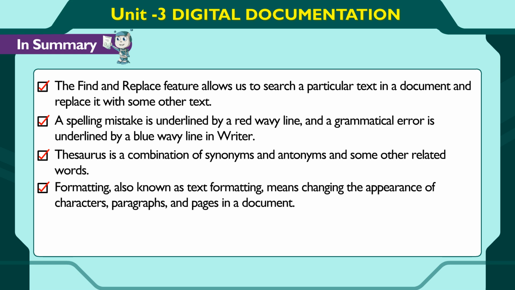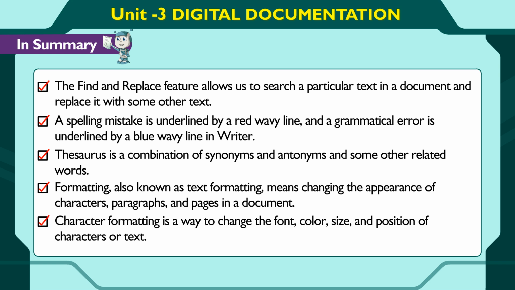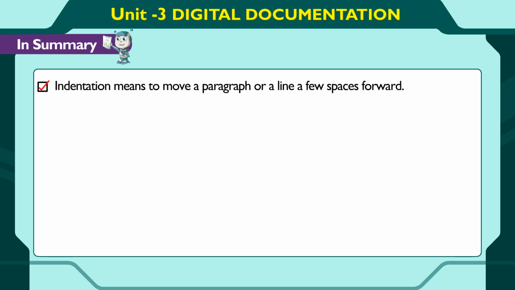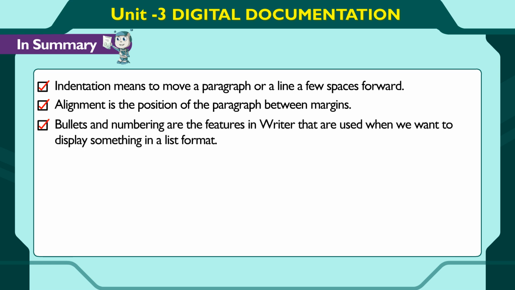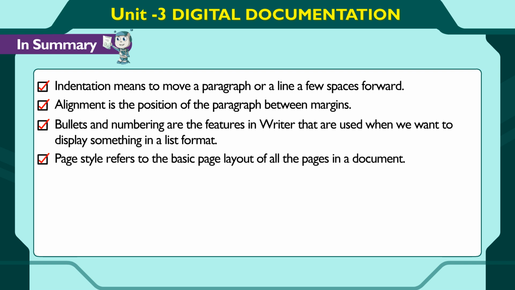Formatting, also known as text formatting, means changing the appearance of characters, paragraphs, and pages in a document. Character formatting is a way to change the font, color, size, and position of characters or text. Indentation means to move a paragraph or a line a few spaces forward. Alignment is the position of the paragraph between margins. Bullets and numbering are the features in Writer that are used when we want to display something in a list format. Page style refers to the basic page layout of all the pages in a document.